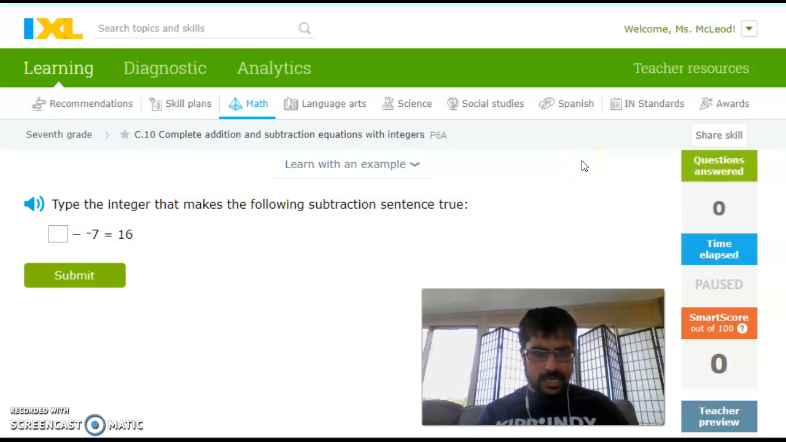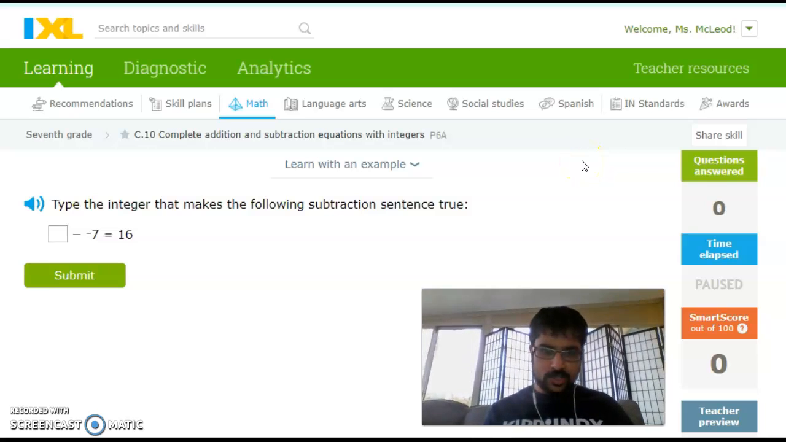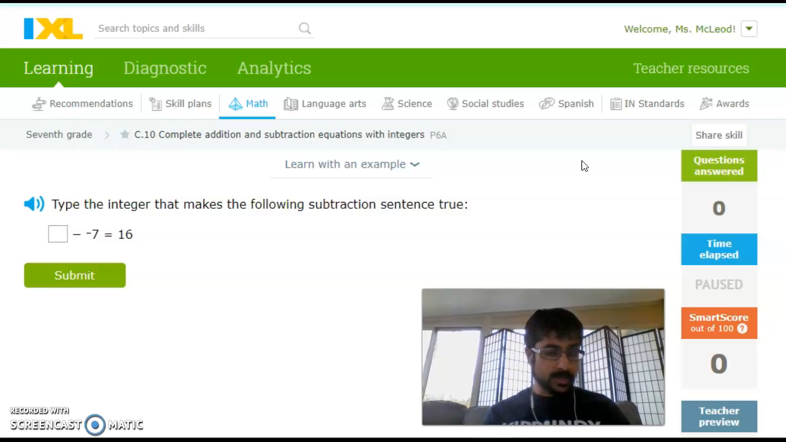Hello. We are looking today at how to complete addition and subtraction equations with integers. Now, if you're already an expert at your basic pre-algebra using variables and solving for them, this is going to seem like a step back for you. For those of us that are still working on that, this might be a way for you to get there. And we're going to be looking at the quick code for P6A to get here.